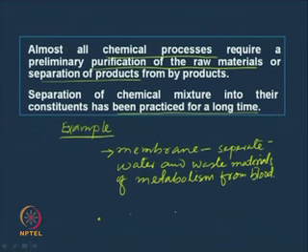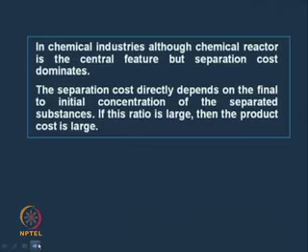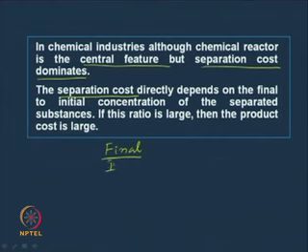In chemical industries, although the chemical reactor is the central feature, the separation cost dominates. This separation cost directly depends on the final to the initial concentrations of the separated substances. If this ratio is large, then the separation cost is large.